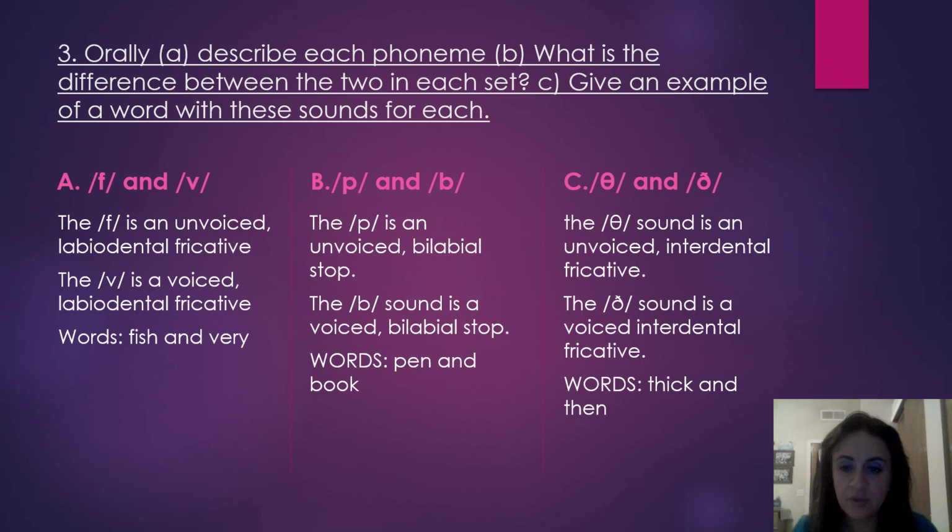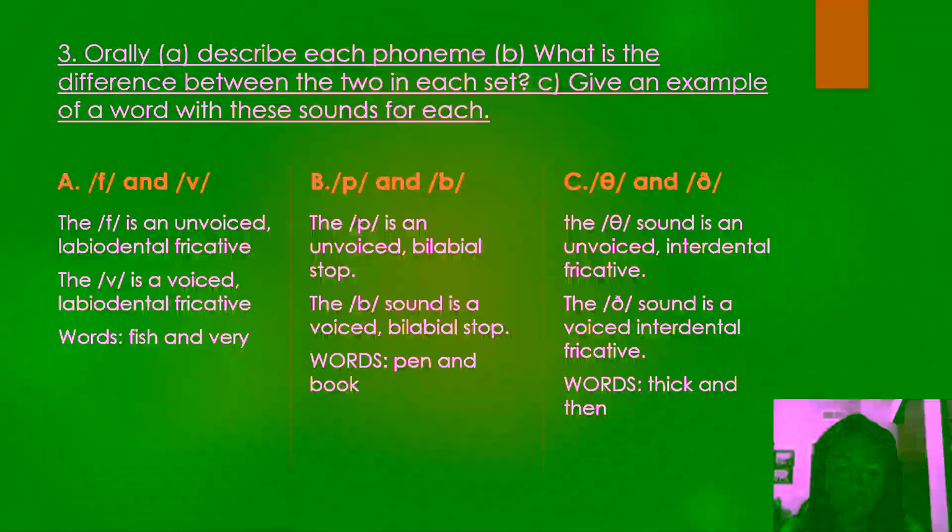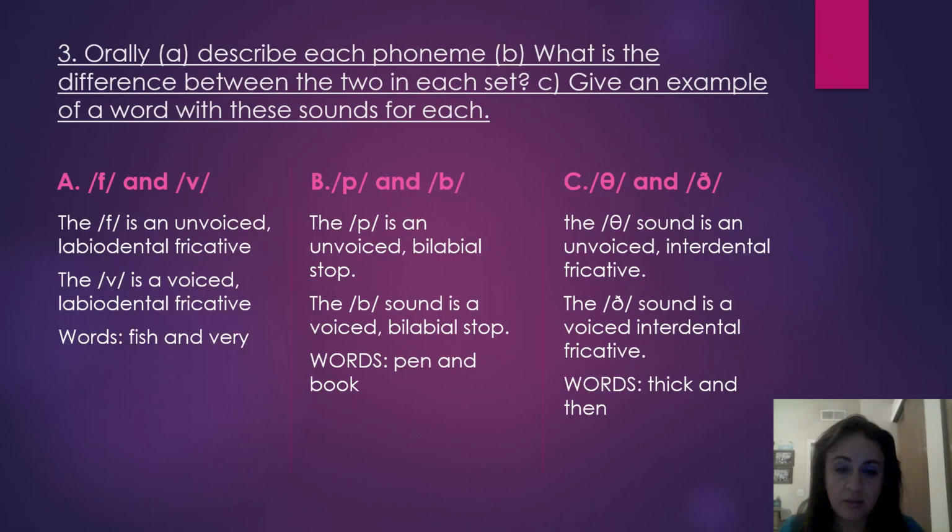Fricative refers to the friction of air as the air passes through the oral cavity. The p is an unvoiced bilabial stop, and the b is a voiced bilabial stop. The stop refers to the complete constriction of airflow before its release. The words are pen and book, and the difference is that p is unvoiced and b is voiced.